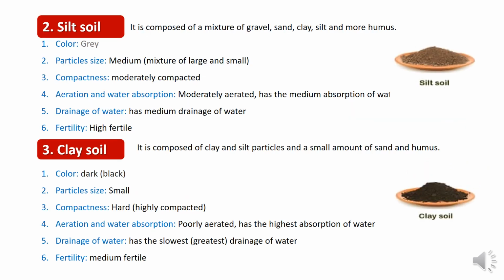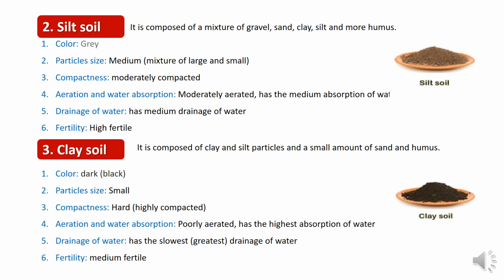Number 2, silt soil. It is composed of a mixture of gravel, sand, clay, silt, and more humus. Its color is gray, and its size is medium, a mixture of large and small. Its compactness is moderately compacted. Aeration and water absorption, it's moderately aerated, has the medium absorption of water. Drainage of water, has medium drainage of water, and it's highly fertile.